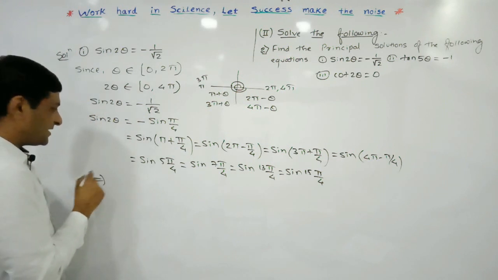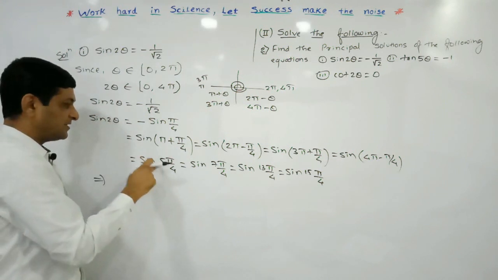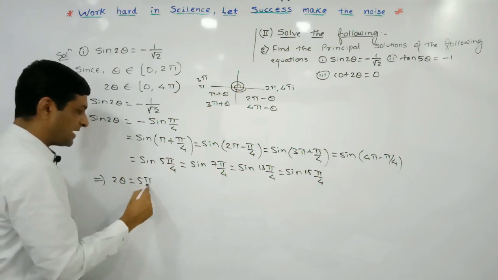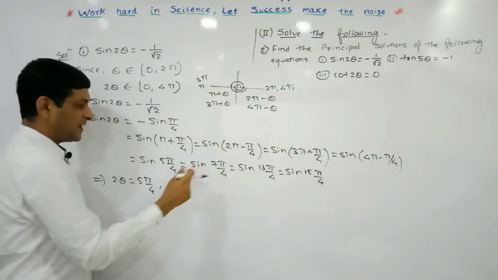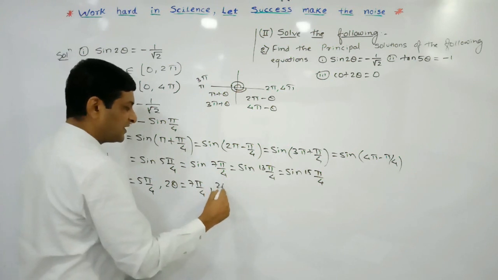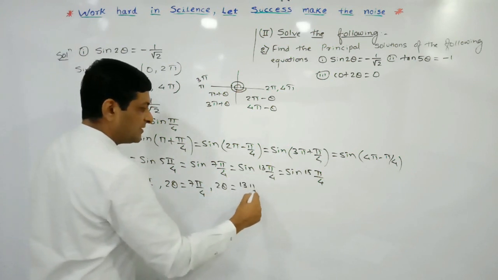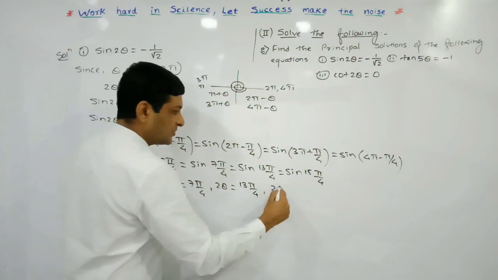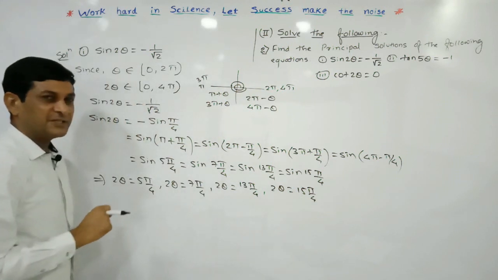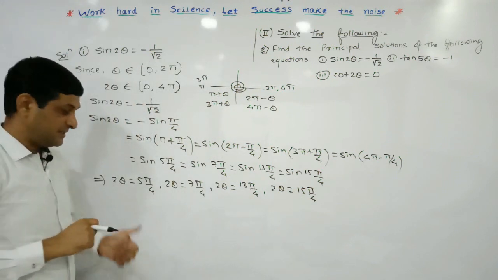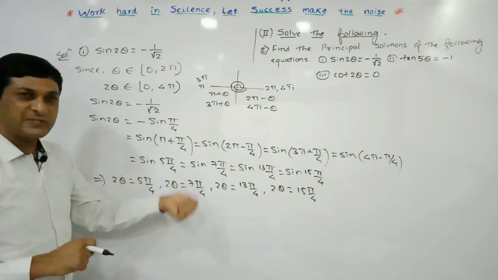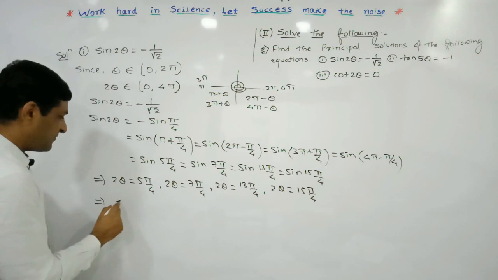So this implies that if we compare both sides, considering that these two terms are equal, we can say that 2 theta will be equal to 5 pi by 4. In the same way, 2 theta is equal to 7 pi by 4, then 2 theta is equal to 13 pi by 4, and the last value of 2 theta will be 15 pi by 4. Now our interest is to find the value of the variable, and the variable here is theta. So to find theta we are dividing both sides by 2.